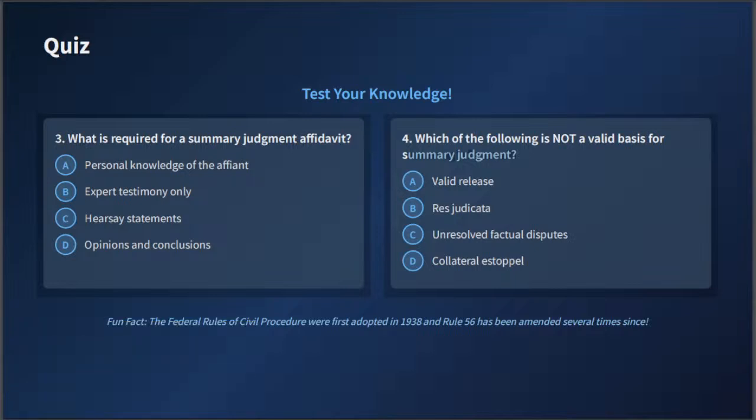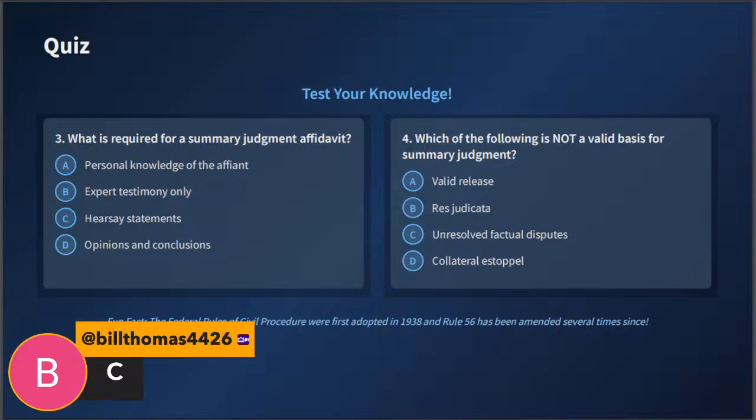So we're on to question number 4. Which of the following is not a valid basis for summary judgment? So which is not a valid basis? Let's say you had a valid release. A, res judicata. B, unresolved factual disputes. C, or collateral estoppel. D. So which is not a valid basis? So let's think of it this way here.